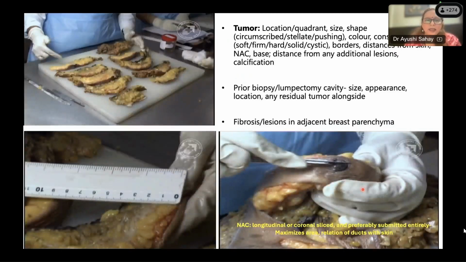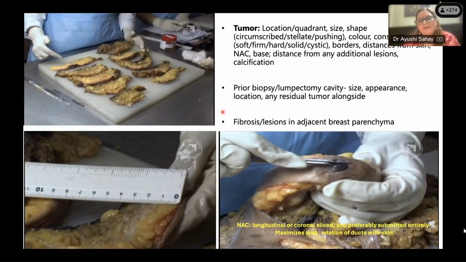And then next day you can either cut through the specimen or keep the specimen intact, but if you cut through the specimen, you have to keep the medial to lateral orientation intact. You have to identify, of course, whatever lesion you are seeing. You have to identify the quadrant of the tumor, the size, the kind of edges the tumor is having.